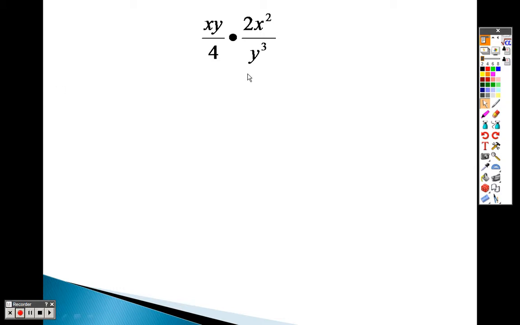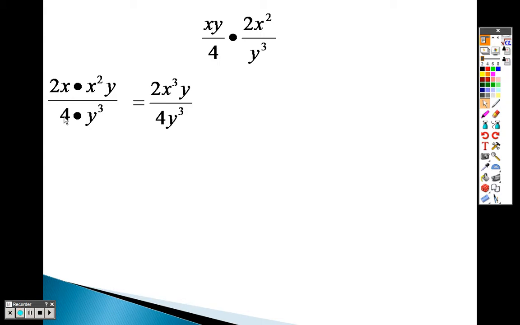All right, so now when doing this, put it together on the top and put it together on the bottom. So 2, and that's like a 1. So 2 times 1 is 2. And we have an x and an x squared, so there's my x and my x squared, and there's a y. On the bottom, we have a 4 and a y cubed, so nothing can go together. It's just 4 and y cubed. And on the top, x times x squared. That's like saying x to the first power, so 1 plus 2 is 3, so it's an x cubed.